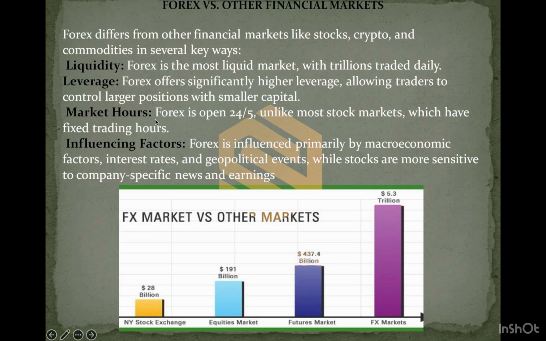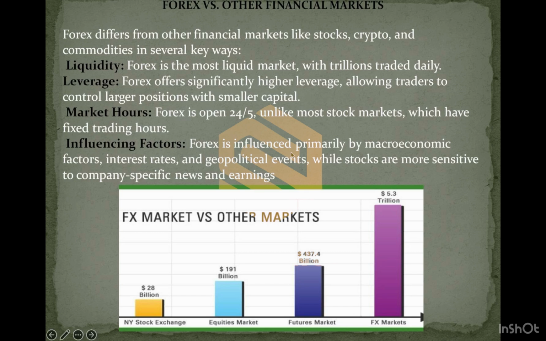So the next one is market hours. Forex is open 24/5, unlike most stock markets which have fixed trading times. I think crypto is open 24/7, and for those that trade derivatives too, they open 24/7, right? But the forex market is open 5 days a week. Most stock markets don't open all the time; they have set times. But from Monday to Friday you can trade the forex market, which is a very good thing compared to other markets.